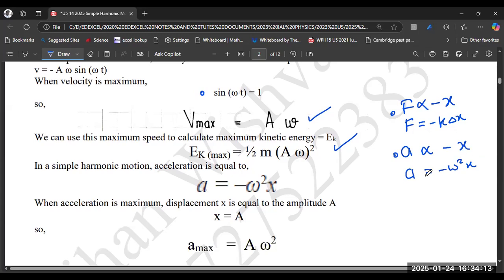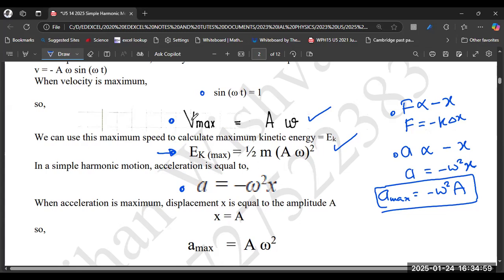Then if it is so, where would we get the maximum acceleration? It's actually not at the equilibrium position. The maximum acceleration would happen if x becomes maximum, isn't it? What is the maximum displacement we can have? That is the amplitude. This one we can use without proof. This one we can use without proof. This one we can use without proof. This one, better use it with the proof.